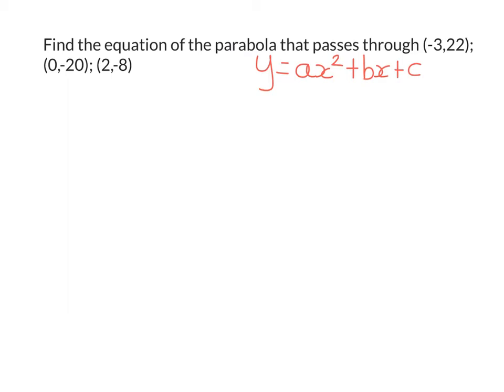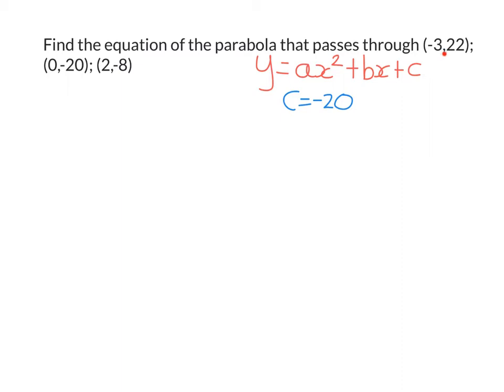So c is actually really easy. This point here tells us straight away that c must be -20 because the x coordinate here is 0. If x is 0, this term and this term just equal 0. So you get y equals c, which is -20.